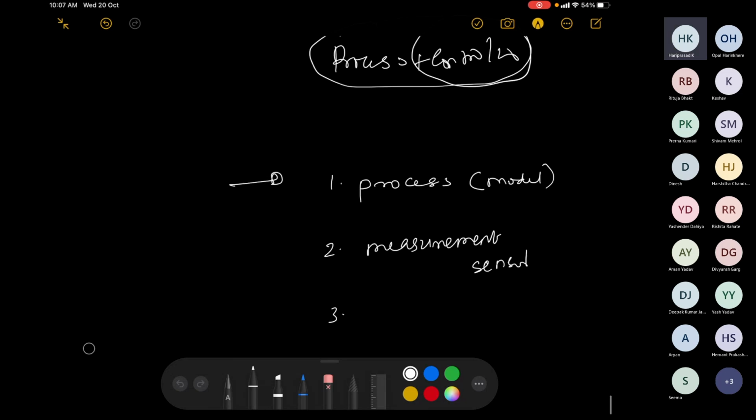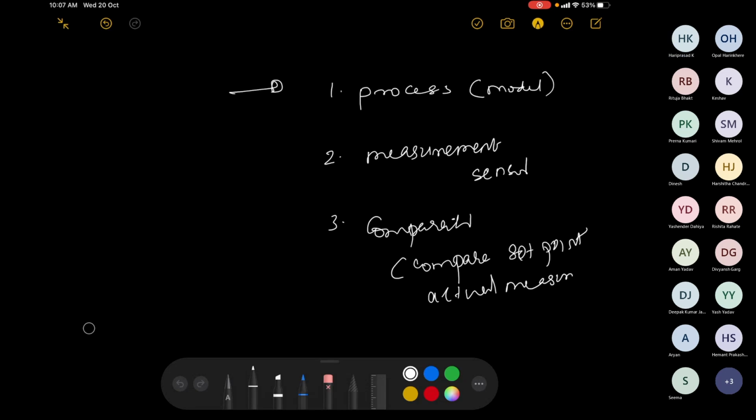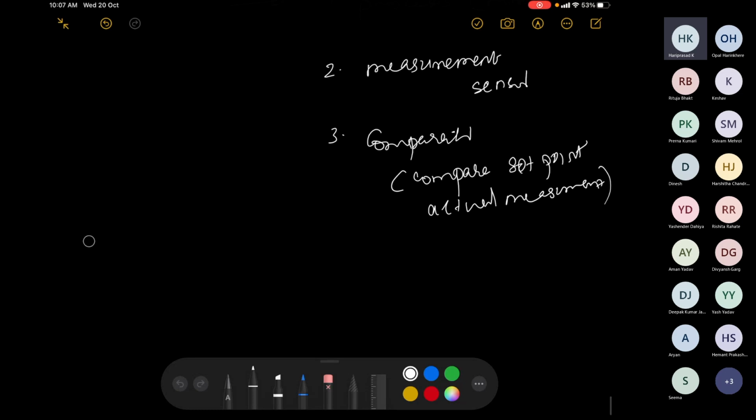Okay, so then you have something known as a comparator. So the comparator's job is to compare the set point. You need to have a set point that is fed into the comparator, and the actual measurement. So the comparator would compare the actual measurement and the set point. Then this information is going to the controller.